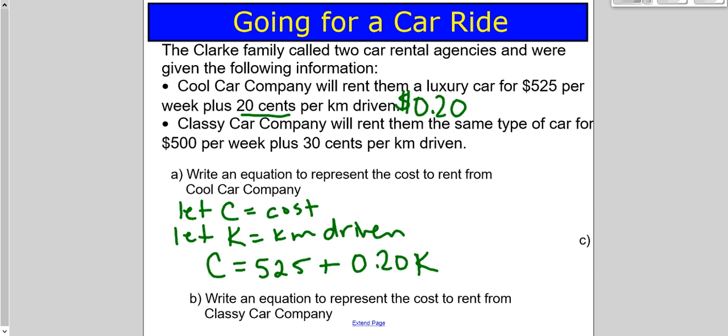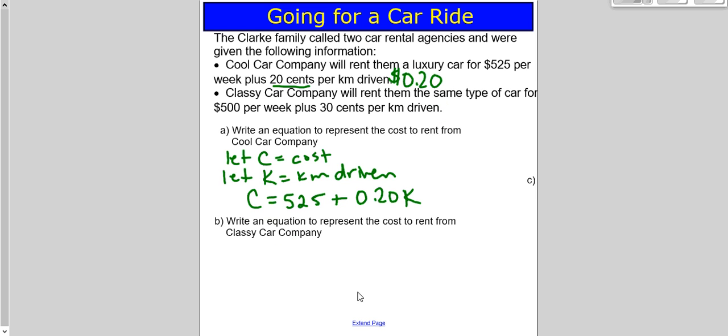Okay, so then part B says, can we now write an equation for the other car company? So the Classy Car Company. So my let statements are just the same. My cost is going to be 500 per week plus 30 cents per kilometer. So I'm going to have to change that 30 cents into dollars, which is 0.30. So 0.30. And then again, the K comes at the end of that because I don't know how many kilometers I'm going to drive. So now we have our two equations.